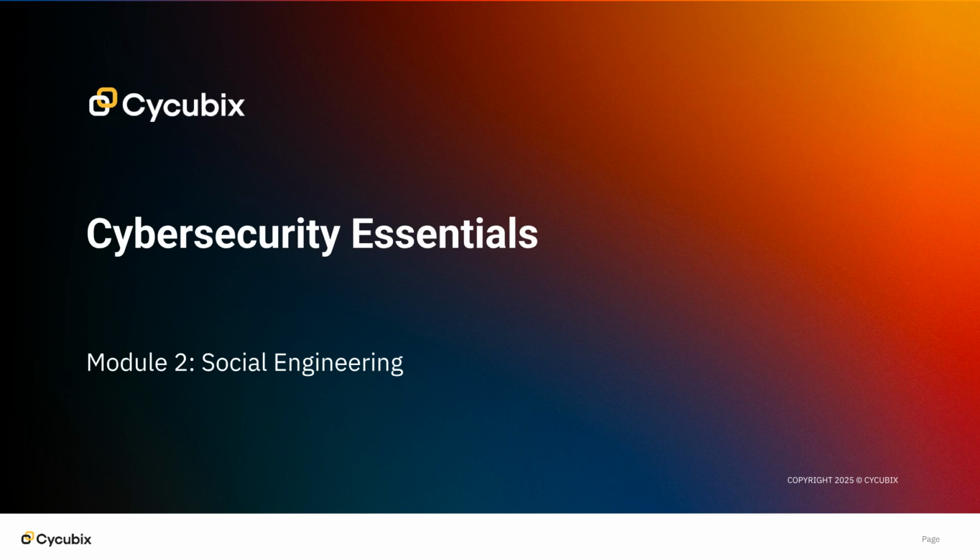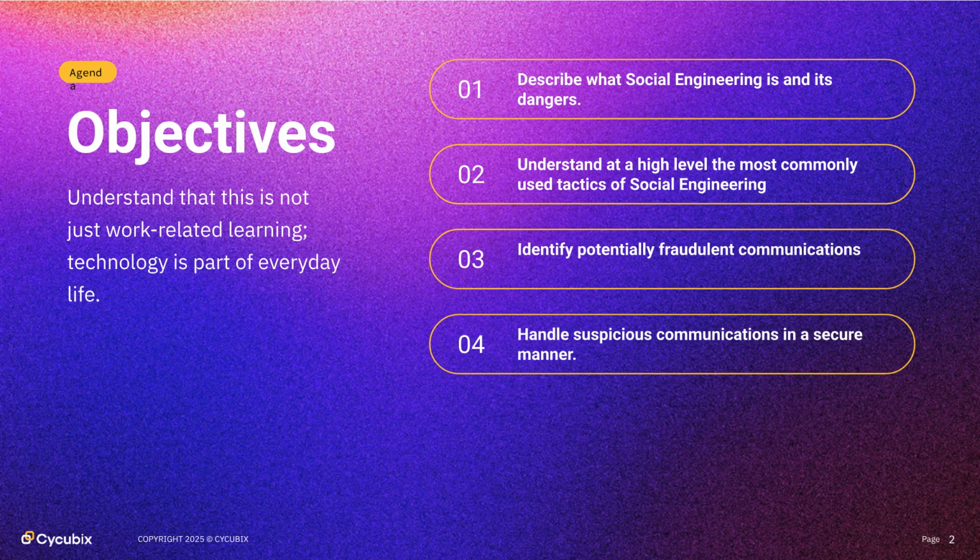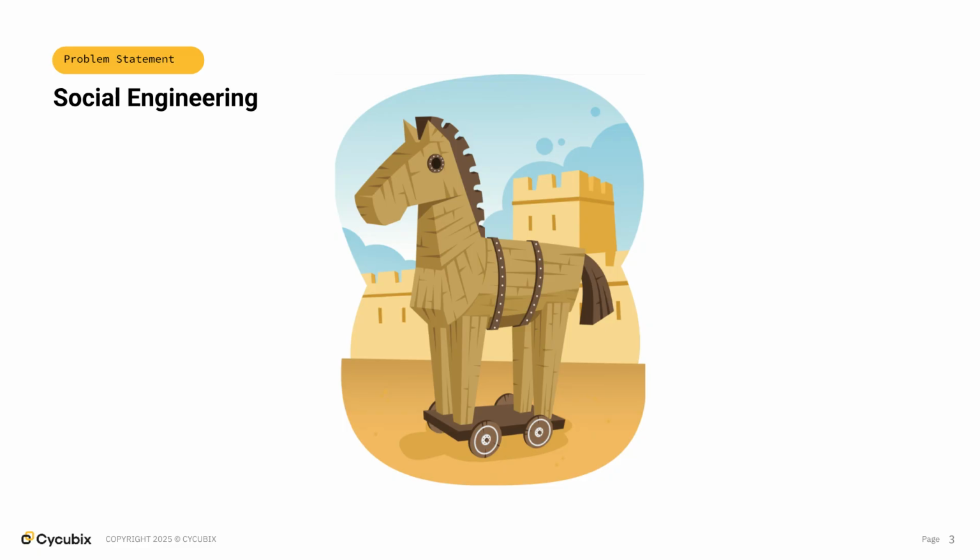Welcome to Module 2 of Cybersecurity Essentials, focusing on social engineering. Our objectives are to understand that this learning is relevant to everyday life and technology use. We will describe social engineering and its dangers, understand common tactics, identify fraudulent communications, and learn how to handle suspicious communications securely. What is social engineering?